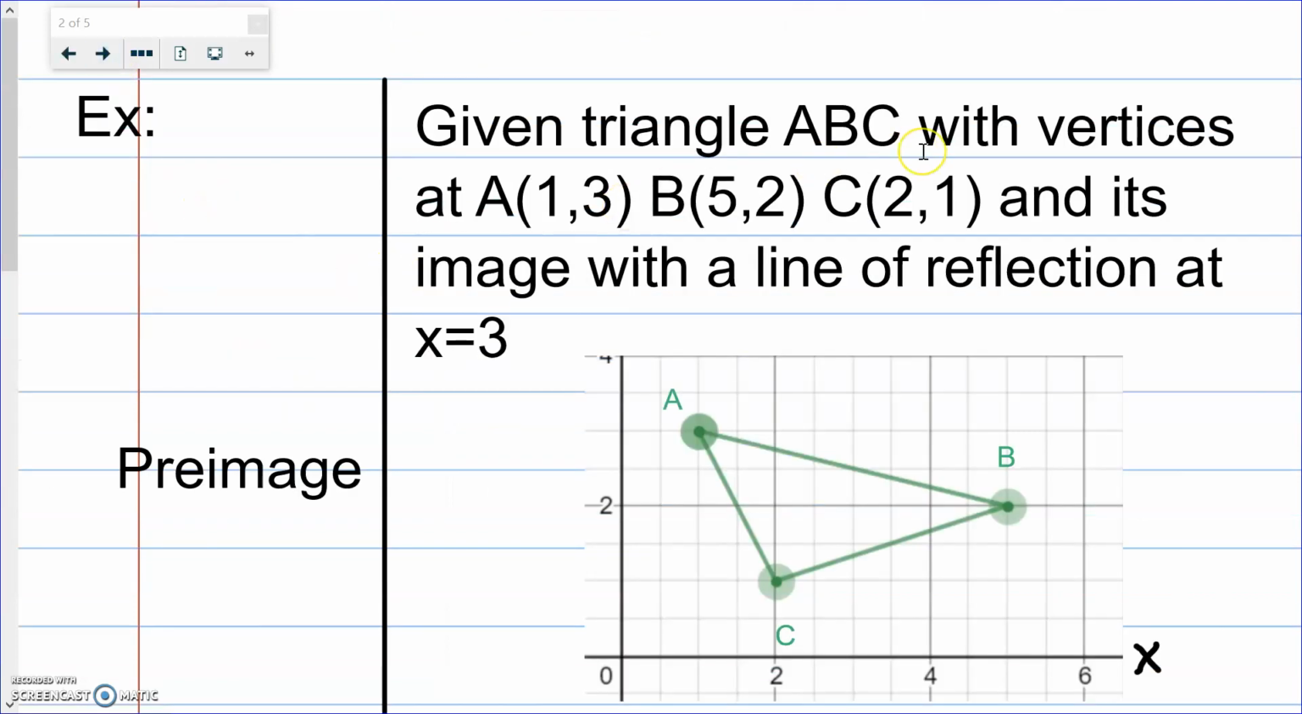Given triangle ABC with vertices at A (1, 3), B at (5, 2), and C at (2, 1), we want to find its reflection, its image, with a line of reflection at x equals 3. So first we graph A, B, and C. A is at (1, 3), B is at (5, 2), and C is at (2, 1). Notice every 2 boxes is 1 unit, so be careful when you're graphing on how it's labeled. This is called our pre-image. Our starting point is called our pre-image.